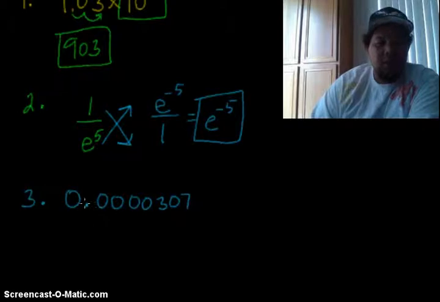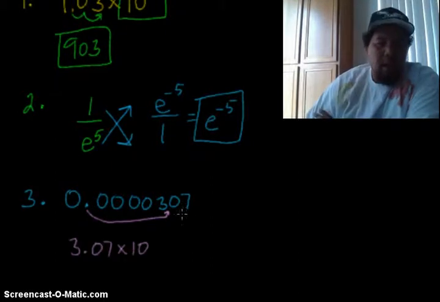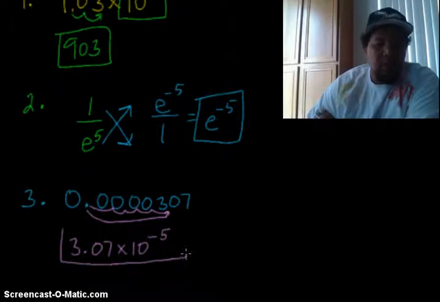Okay, number 3 wants us to write this number in scientific notation. First we want to get a number that is between 1 and 10, so the decimal goes right in between. Then we count the number of places it takes to get to that position. So it goes 1, 2, 3, 4, 5. And since this is a decimal number being changed into scientific notation, the exponent is going to be negative, giving us this right here.